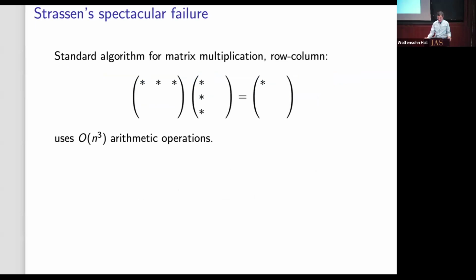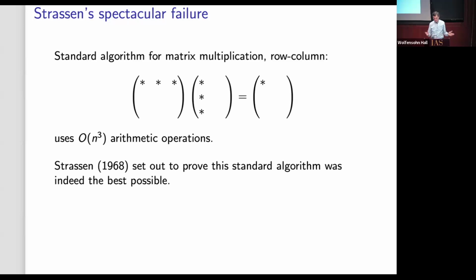In 1968, Strassen looked at the standard way we multiply matrices. It uses about n-cubed arithmetic operations to multiply n by n matrices. Since this algorithm had been around forever, he decided, well, let's at least prove it's the best possible algorithm. So how are you going to do that? Well, maybe let's just prove it for 2 by 2 matrices. But still, how can you write down every possible algorithm? So let's work over a finite field, and then you can actually write down all possible algorithms.